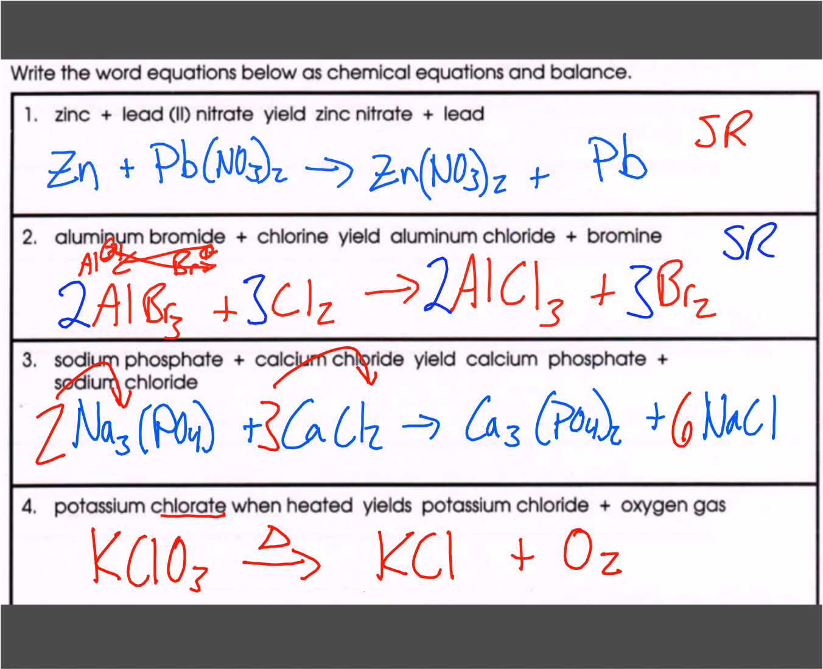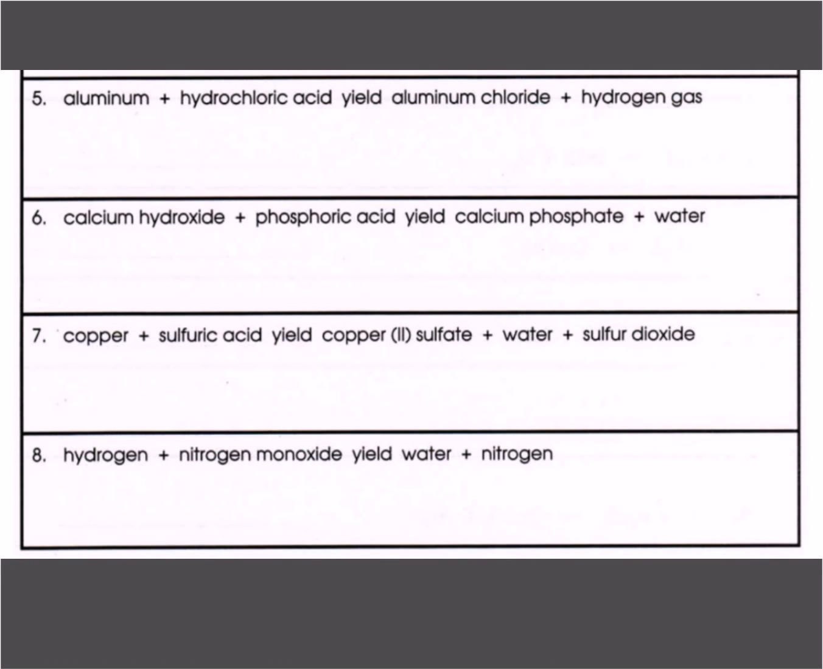So everything's balanced except for oxygen. 6 is going to be the common, so I need to put a 2 here, 3 there to get 6 oxygens. By putting the 2 right there, I then need to balance it out here with a 2 as well. So go ahead and work out numbers 5 through 8.